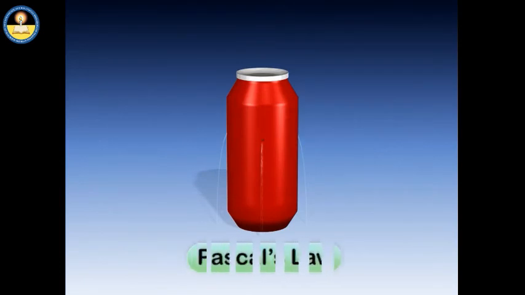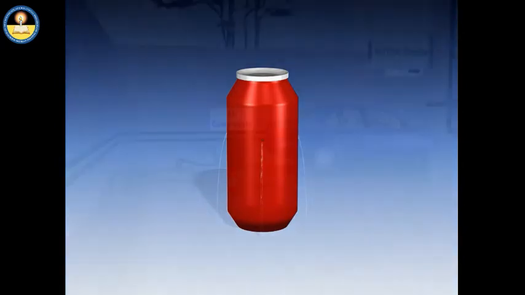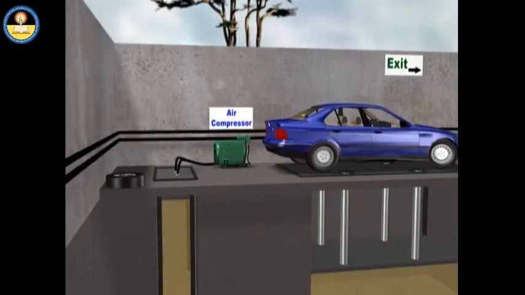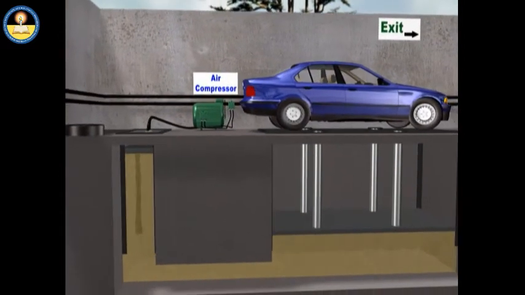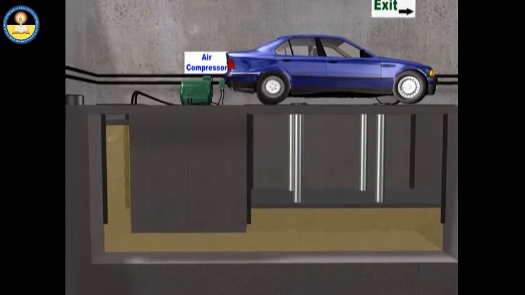This is known as Pascal's law, and it is valid only if the fluid is incompressible, that is, for liquids. This principle is most commonly used in hydraulic lifts to lift heavy objects, such as vehicles at a service station.